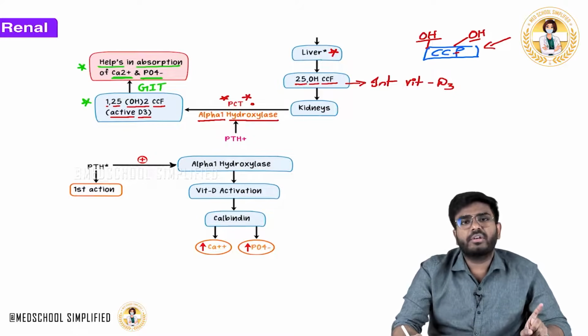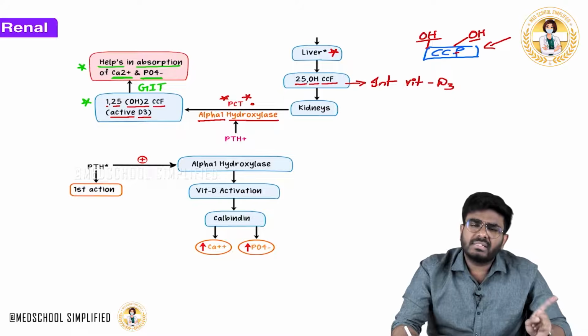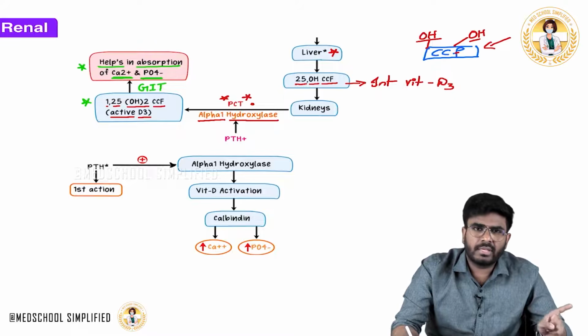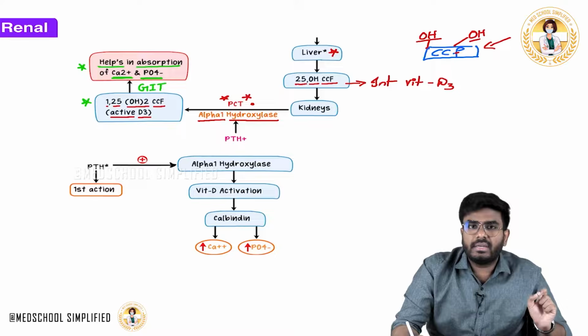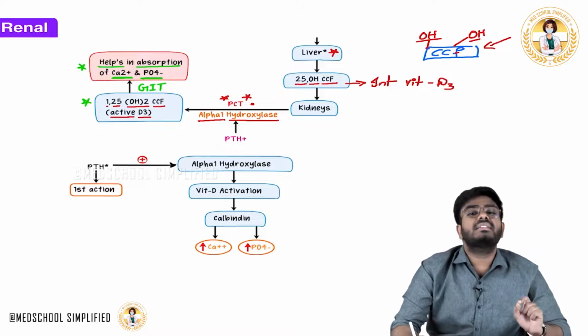In the proximal convoluted tubule, inactive vitamin D is converted into active vitamin D. But is it happening every time? It is happening all the 24/7. Okay, every day it is happening? No. Whenever you need vitamin D, then only vitamin D is getting activated.